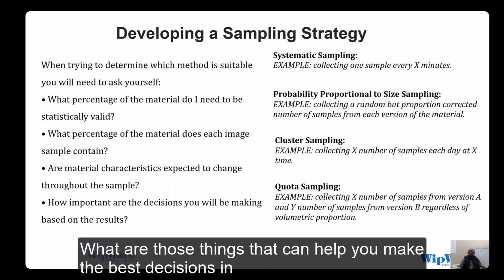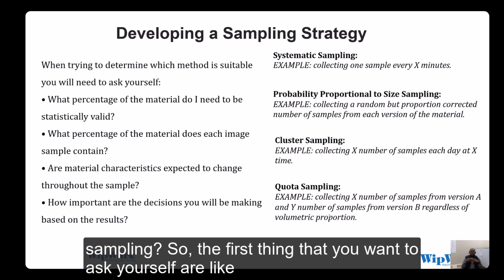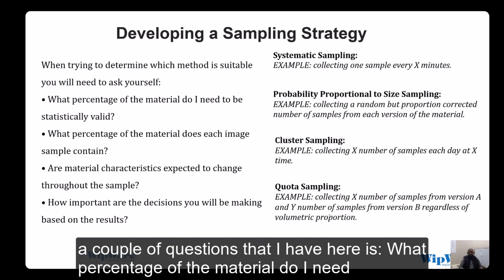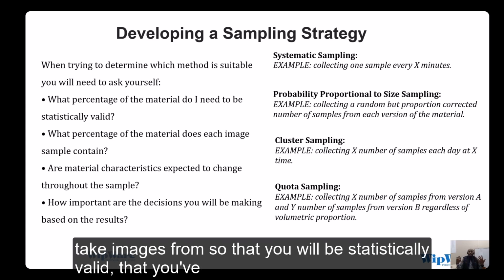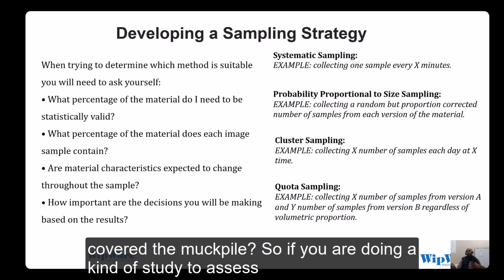Sampling approach. What are those things that can help you in making the best decision in sampling? The first thing you want to ask yourself, like a couple of questions that I have here, is: what percentage of the material do I need to be statistically valid? What percentage of the blast do you need to take images from so that you will be statistically valid that you've covered the muck pile?